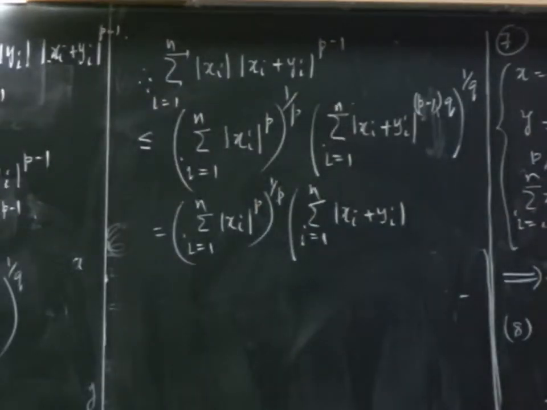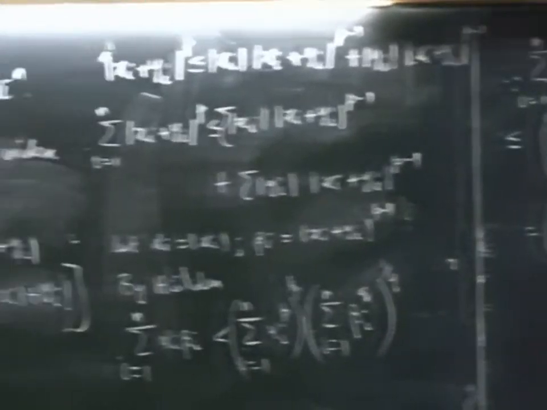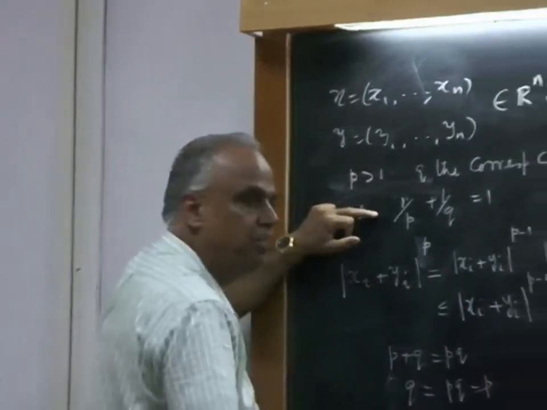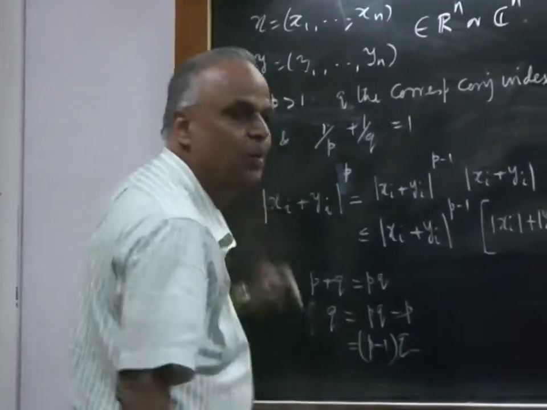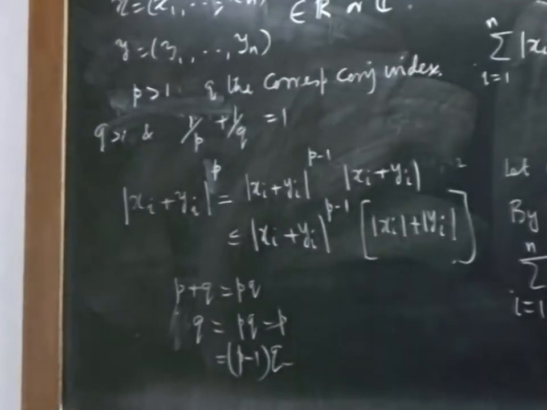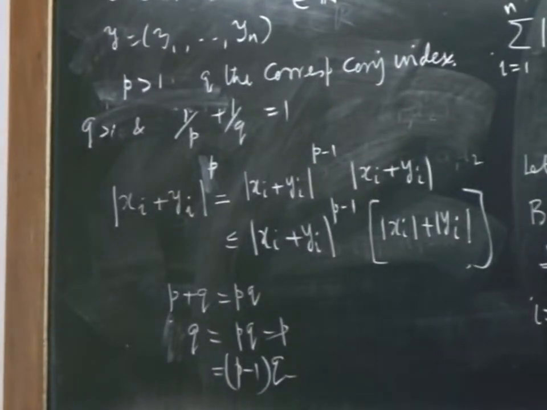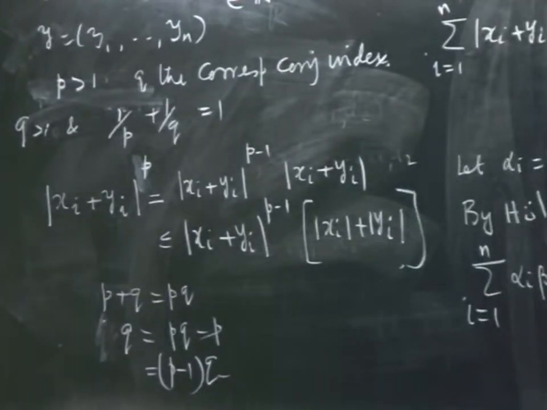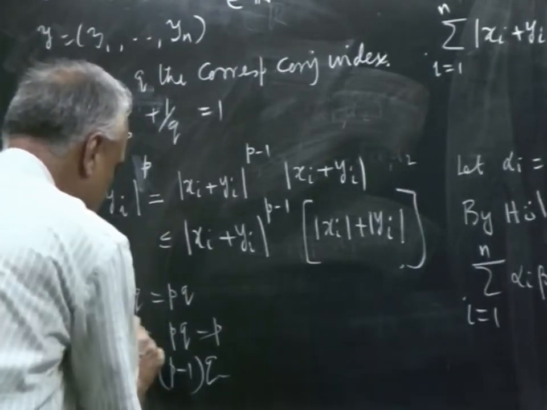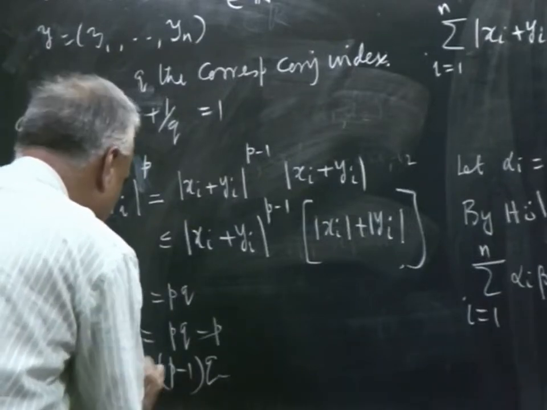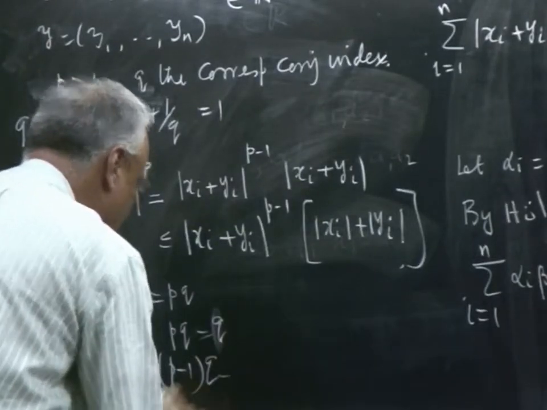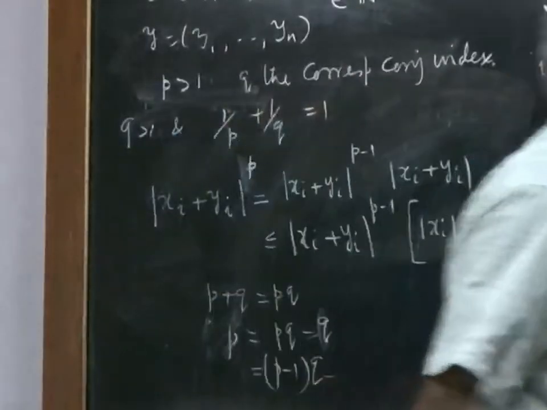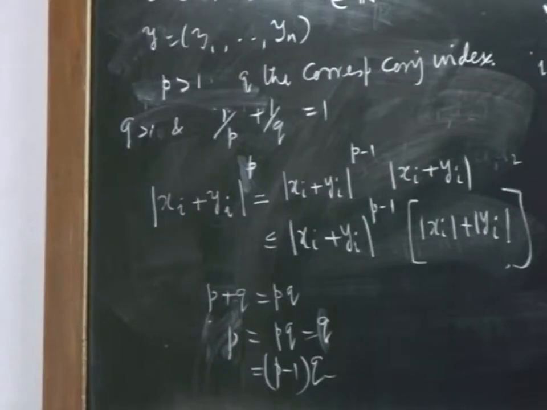Look here, p plus q equal to pq, right? So q is equal to pq minus p, equal to p minus 1 into q. So p minus 1 into q is just equal to p. Okay, I will keep the p here and take the q there, then it is p minus 1 into q is equal to p. Very simple manipulation. Okay. Right, so we have got this.